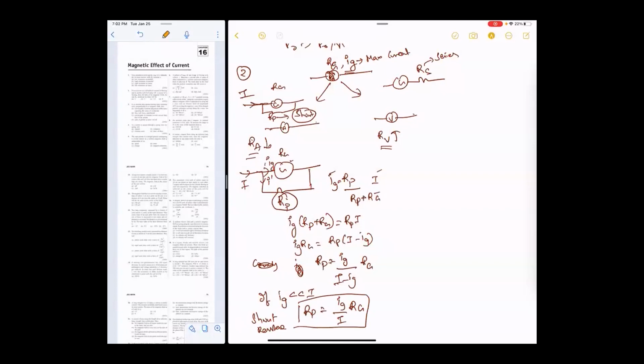If they are comparable, you have to put IG minus. If this is much smaller, I have to put this.